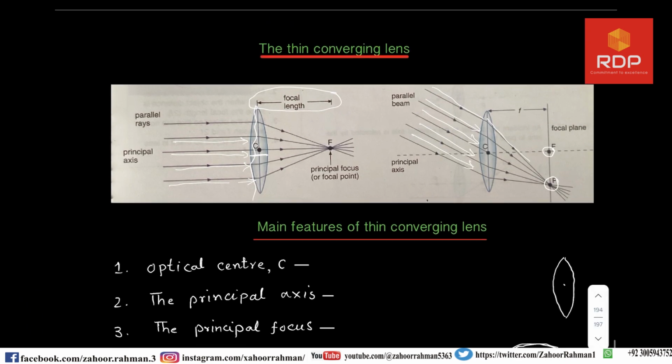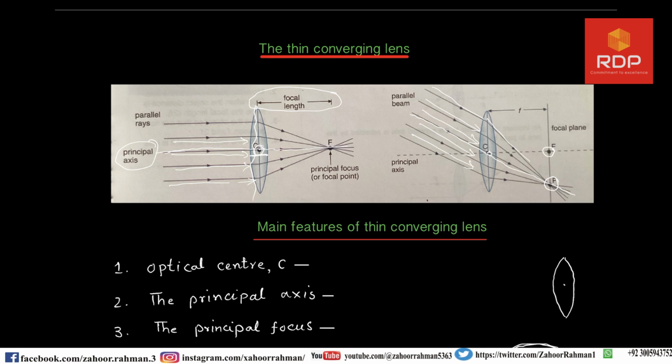You have seen that this is the principal axis. If a line is passing through this optical center without any deviation, then that is called the principal axis, as it is written here. And in this case, this is passing through the optical center without any deviation.